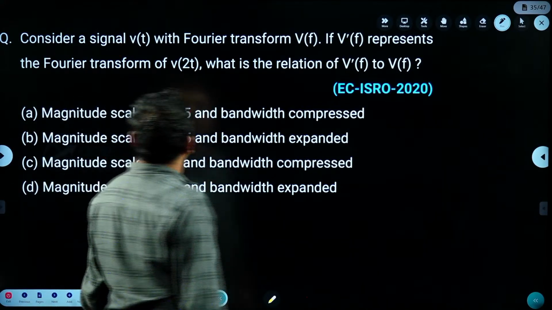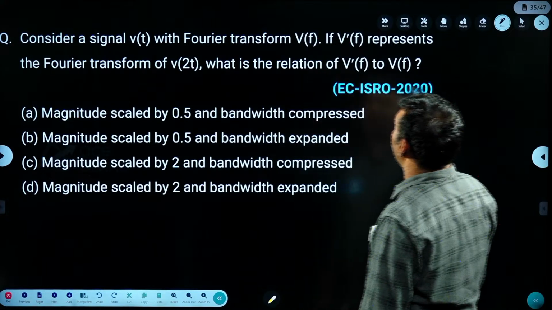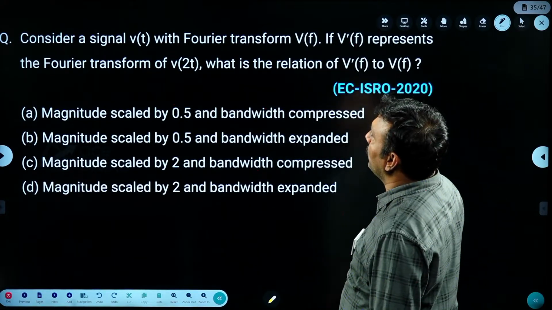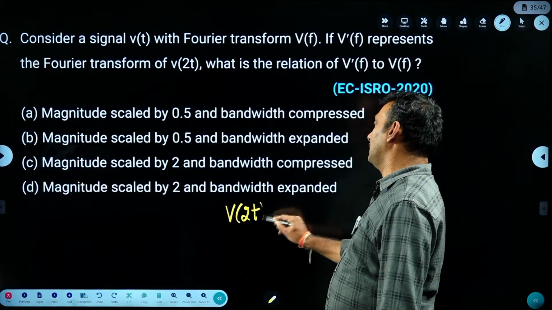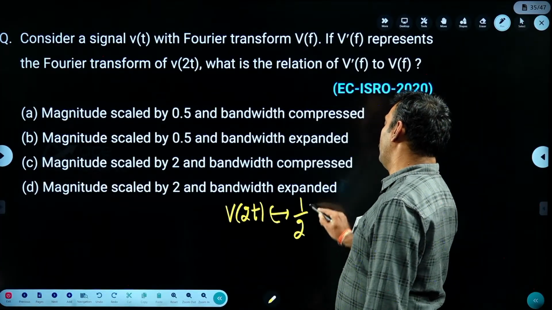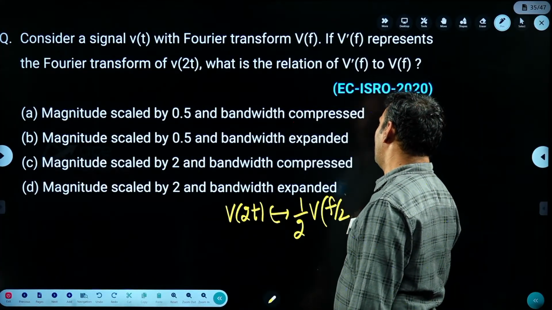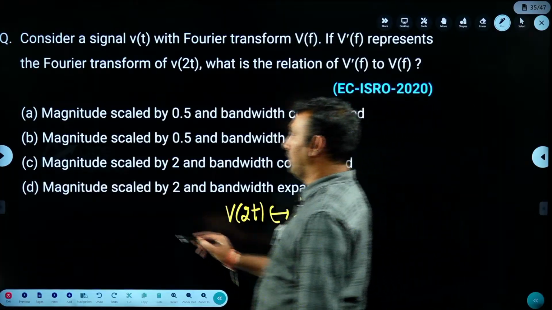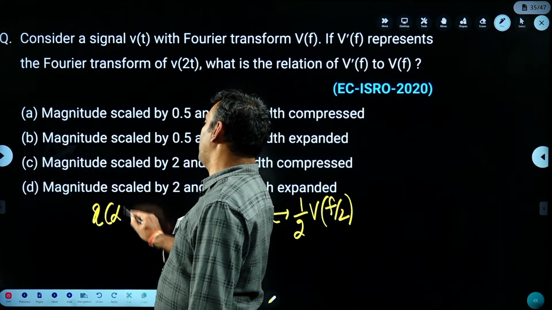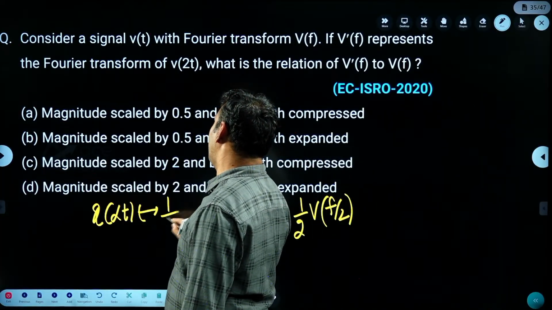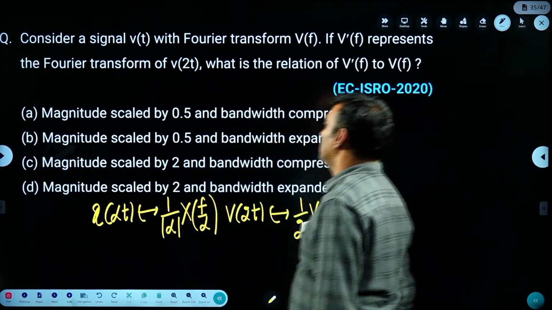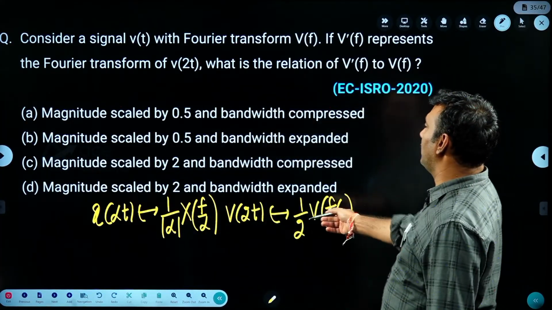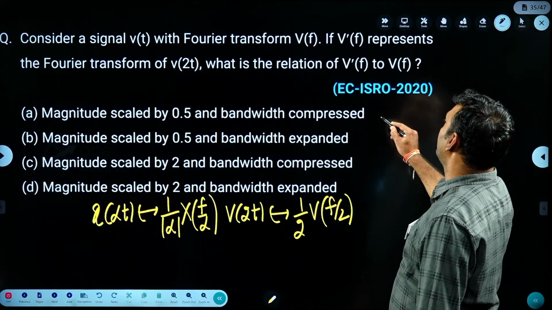Consider a signal v(t) with Fourier transform V(f). Then the Fourier transform of v(2t), by the scaling property, is 1/2 V(f/2). Scaling property of the Fourier transform: x(alpha t) gives the standard result 1/|alpha| X(f/alpha). So the magnitude is scaled by 1/2 and the spectrum is expanded.